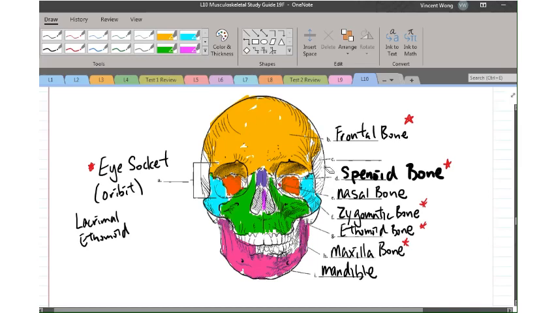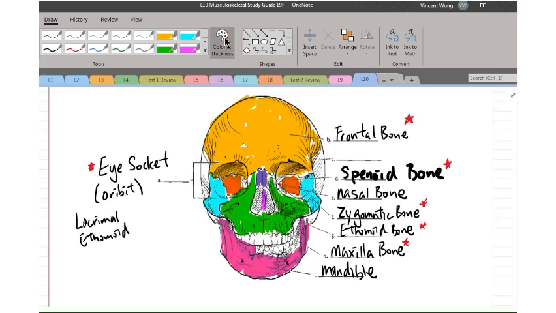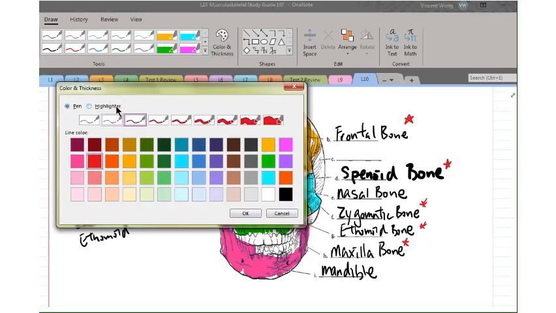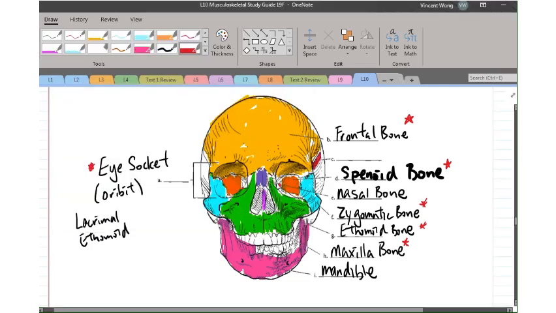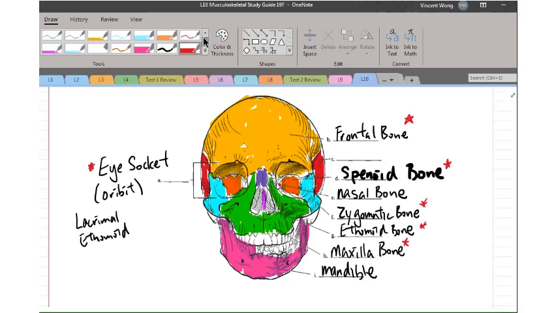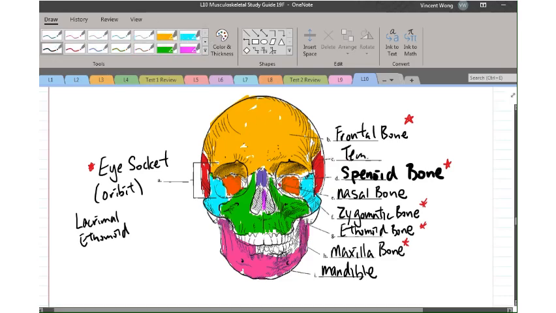And last but not least, you have 2 other bones here on the side. Just going to color them for you. That is going to be your temporal bone. Okay, so the temporal bone is where your ear canals are going to be found. So there, that is the bones of the skull.